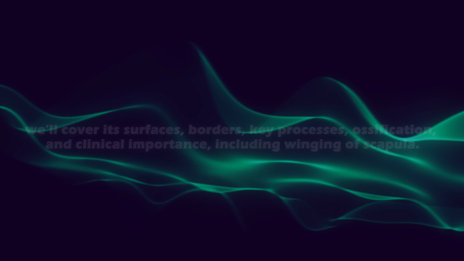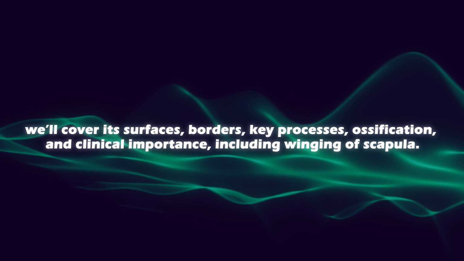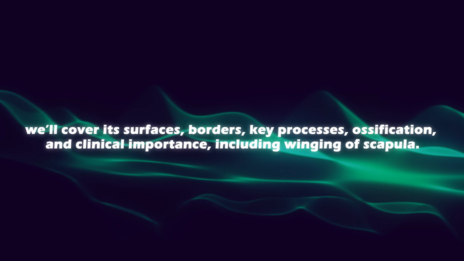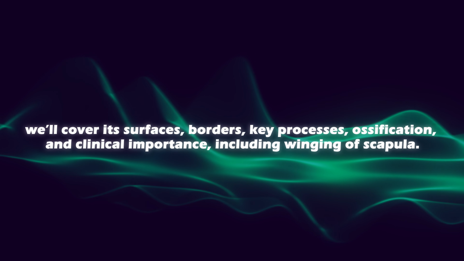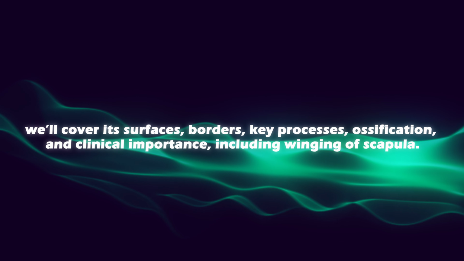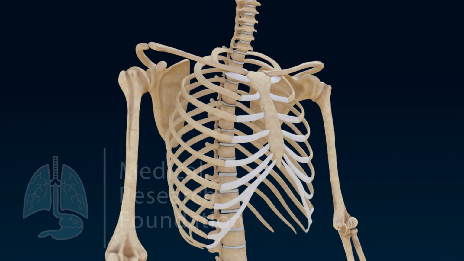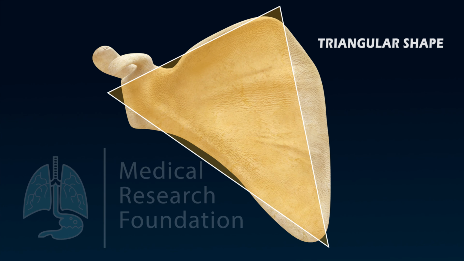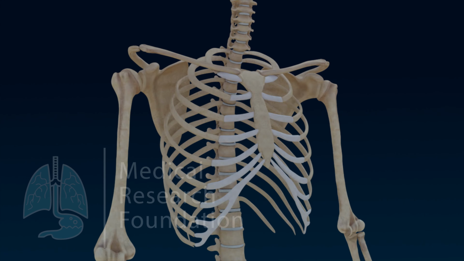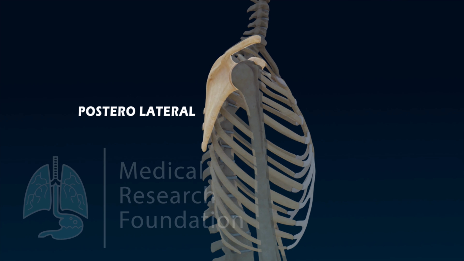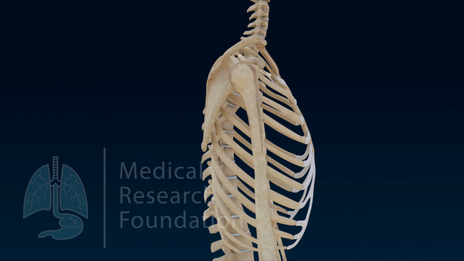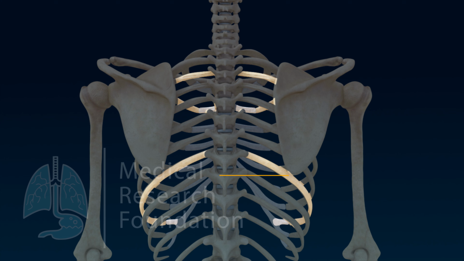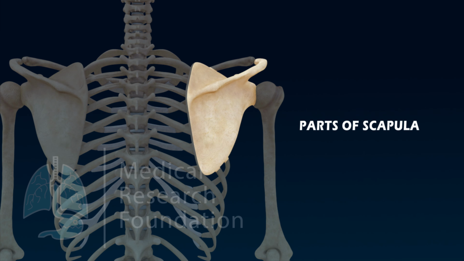Scapula. In this video, we'll cover its surfaces, borders, key processes, ossification, and clinical importance, including winging of scapula. Let's begin. Scapula is also called shoulder blade. It is a triangular-shaped, flat bone situated in the posterolateral part of the chest wall. Scapula overlaps 2nd to 7th ribs.